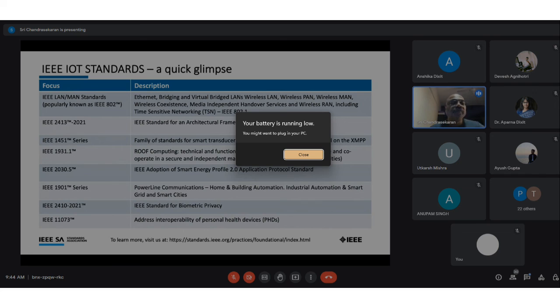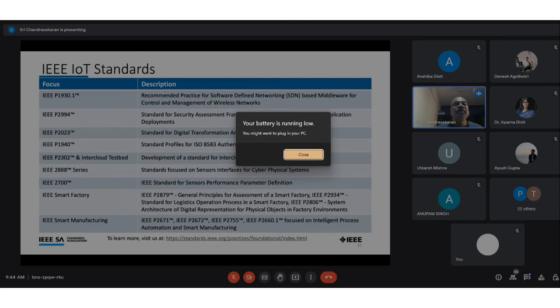But we have 1451 that is on sensors. We have the 2030.5 smart energy profile. Shreya did pretty interesting work when she joined IEEE India as a 6-month intern. She is from PES, I think in the electrical engineering department, and she said, let me develop a distributed load management system using the 2030.5 protocol. I believe it was also adjudged one of the good papers within that particular conference. Brilliant work.